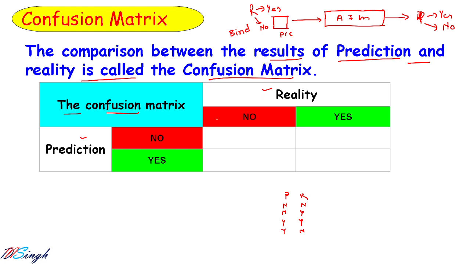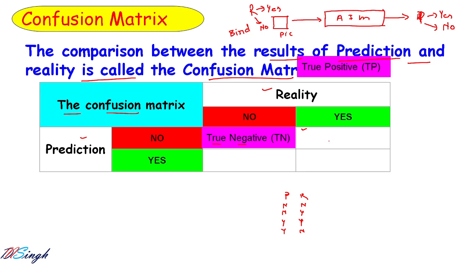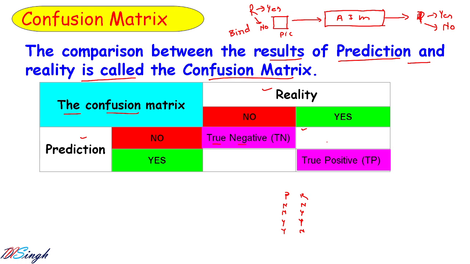So I told you, when prediction and reality both match, the first word is what? True. And if prediction is no, the next word is what? Negative. So the first column will have what? True negative. I hope you got it. For the next column, reality and prediction are not matching. We are talking about this column. So the first word is what? False. And as prediction is no, the second word will be negative. So we will see here, this will be what? False negative. We are talking about this particular column. Okay, so this will be what? False negative. Let us see for this one.